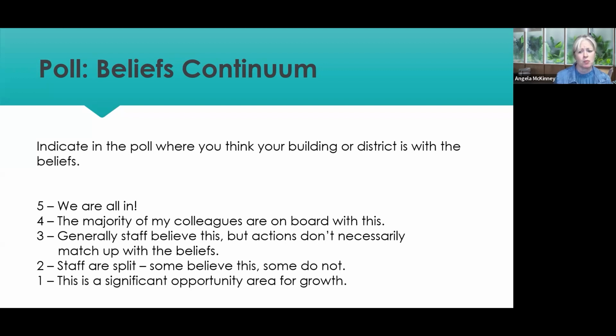When we have those roadblocks, though, and we can identify them ahead of time and start to work on those ideas and beliefs with your staff, you're going to have a much easier time making this framework work within your district or building.